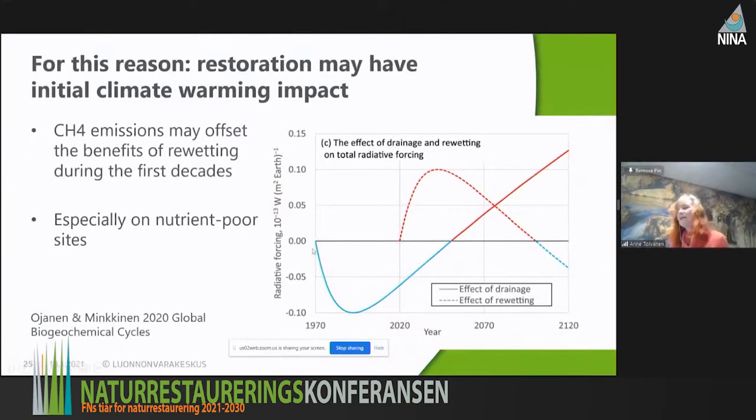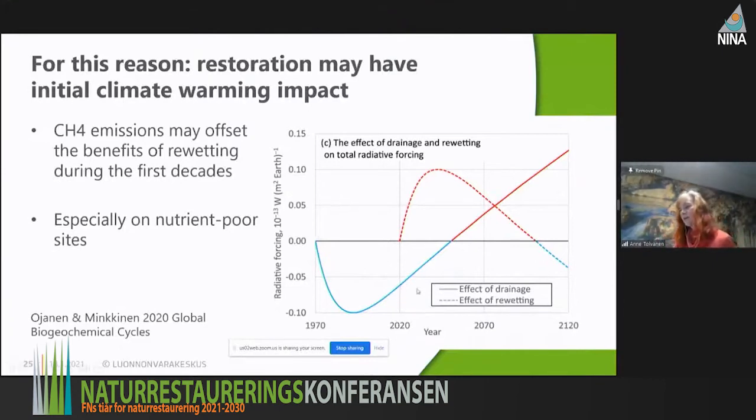Yes. Good. So when we look at this blue line here, this is the drained peatlands. It was drained in the 1970s. And the zero line on the x-axis means the climate warming impact, radiative forcing. So on the positive side, the warming impact, on the negative side, the climate cooling impact. In the beginning, the drainage caused a climate cooling impact because the methane emissions stopped and the growing tree layer started to sequester carbon.